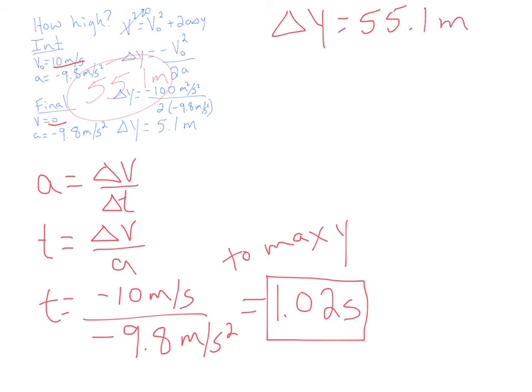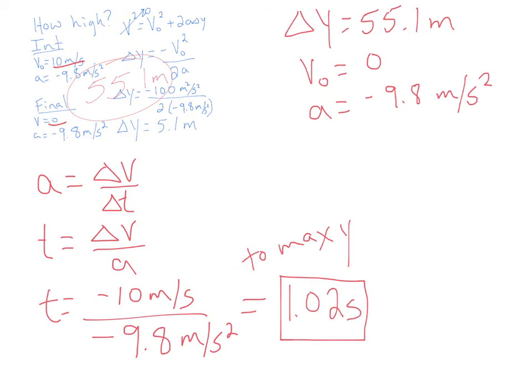So we know our displacement is going to be 55.1 meters. We know our initial velocity is going to equal 0 because we're up at the top and we're stopped initially, and then we're going to have some final velocity that we don't know, but we do want to find eventually, and we have an acceleration that's a negative 9.8 meters per second squared.